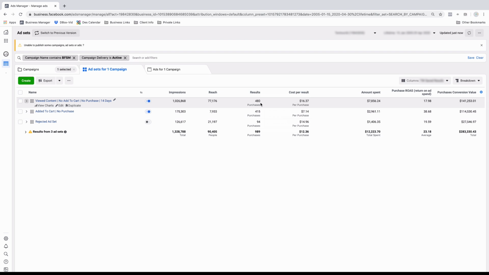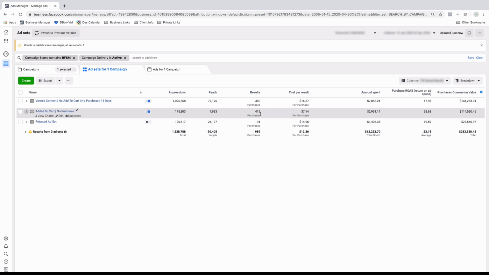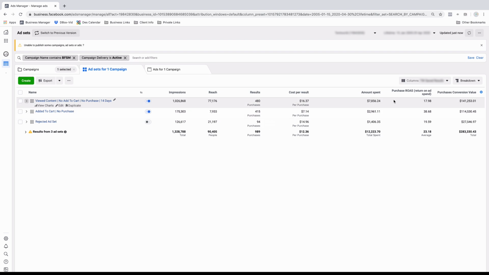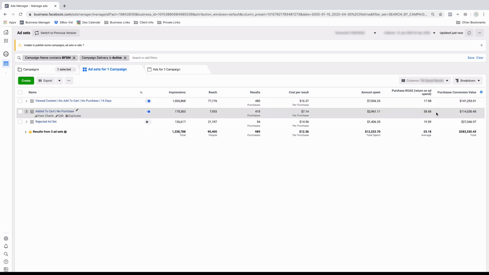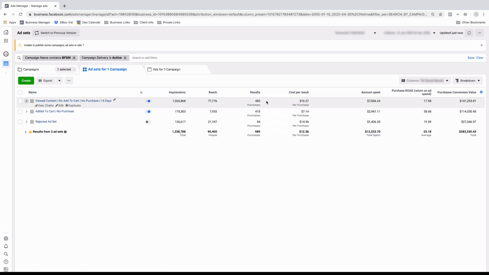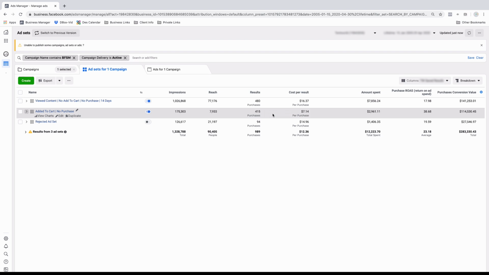I may have 480 results, but each purchase cost me $16.37, whereas here I've only made 415, but I've got $7 purchases. And then we go and have a look at our return on ad spend. Looking at my return on ad spend, I'm definitely getting far better value for my add to cart no purchase than I am for the top one. So even though I am getting more purchases, these ones are cheaper and I'm getting a lot more money for them.